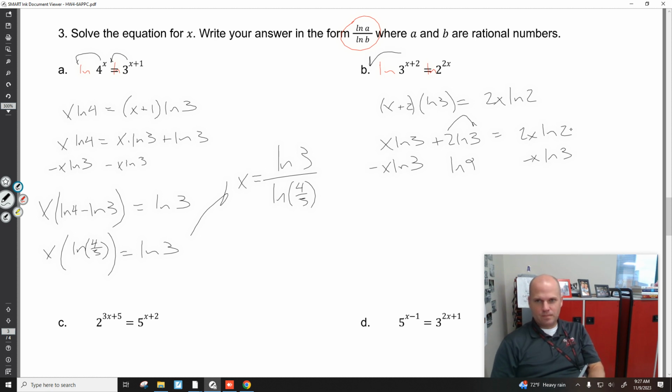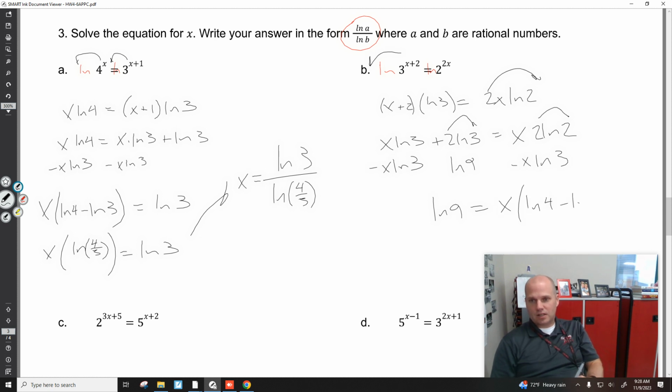Now, this is tricky. Probably what I could do is write this as log 2 squared, so log 4. Or we could actually write this as x times 2 log 2. So how many x's do I have? Well, I have 2 log 2 x's, which is log 4 x's. This is tricky, so we need to practice this, and many of you will struggle anyways. So how many x's do I have? Well, I have log 4 minus log 3 x's.